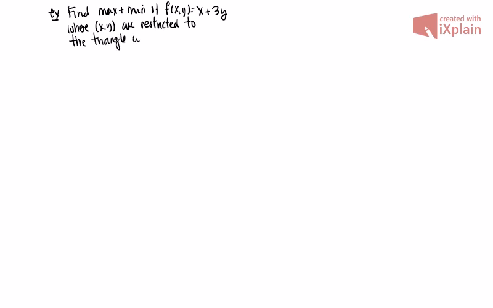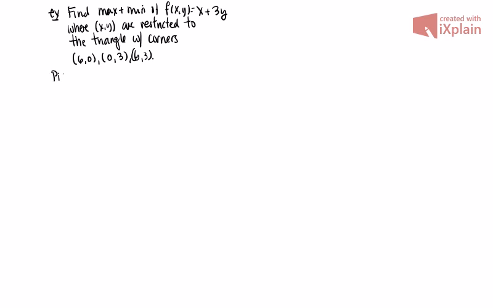So what we'll do is we'll say this: find the max and the min of f of x, y equals x squared plus y squared. Actually, let me do something that's slightly easier. Let me just make it x plus 3y, where x and y are restricted to the triangle with corners, say, 6, 0, 0, 3, and 6, 3.